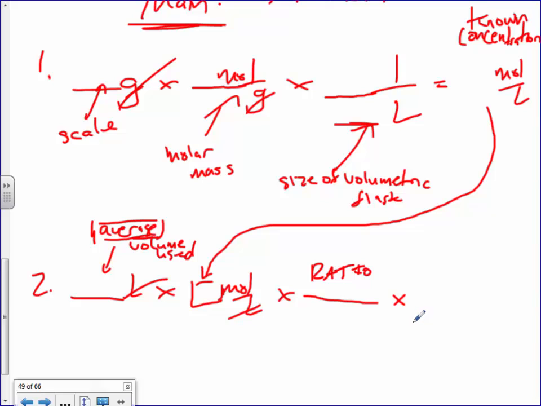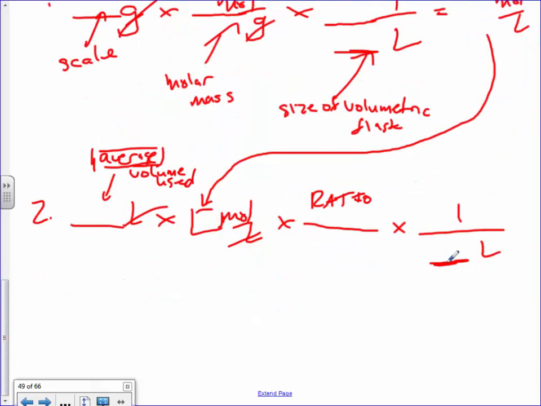Last step. Most of the time I'm going to ask you to find a concentration. Currently your unit is in moles. We need it to be moles per liter. So I find the best way of showing that is just go 1 divided by a liters number. We just need to know what that liters number is. Well, this is the liters of how much sample you used.